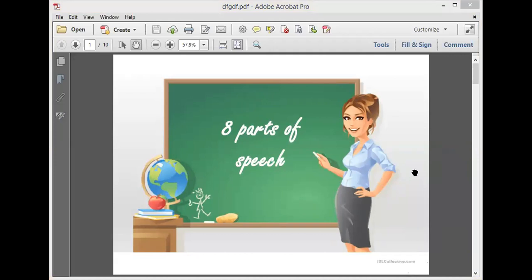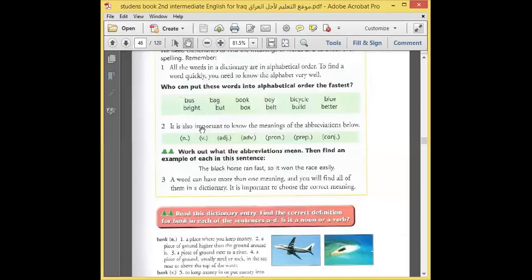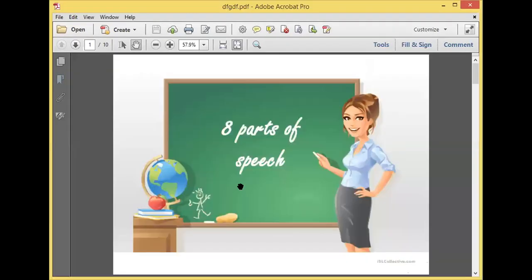So basically we have 8 parts of speech, right? You can see them in a dictionary tips of the student's book, if you remember. These are they, right? N for the noun, V for the verb, ADJ for the adjective, ADV for an adverb, PRON for pronoun, PREP for preposition, CONJ for conjunction. So, what are they? I want you to know the definition of each one.